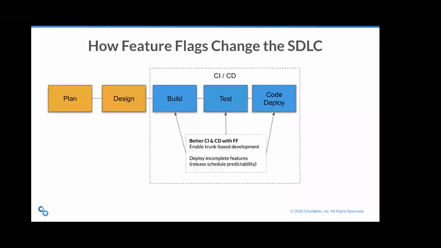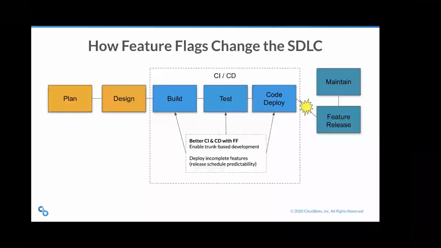But what this really gives you is release schedule predictability. The big aha moment of feature flags is the fact that code deploy and feature release are now decoupled. If you think about the SDLC I showed in the last slide, that's generally one big bang step for companies that are not using feature flags. So, to level set on terms, code deploy we see as the technical act of moving code into production. Feature release is the business decision of when customers receive a new feature.